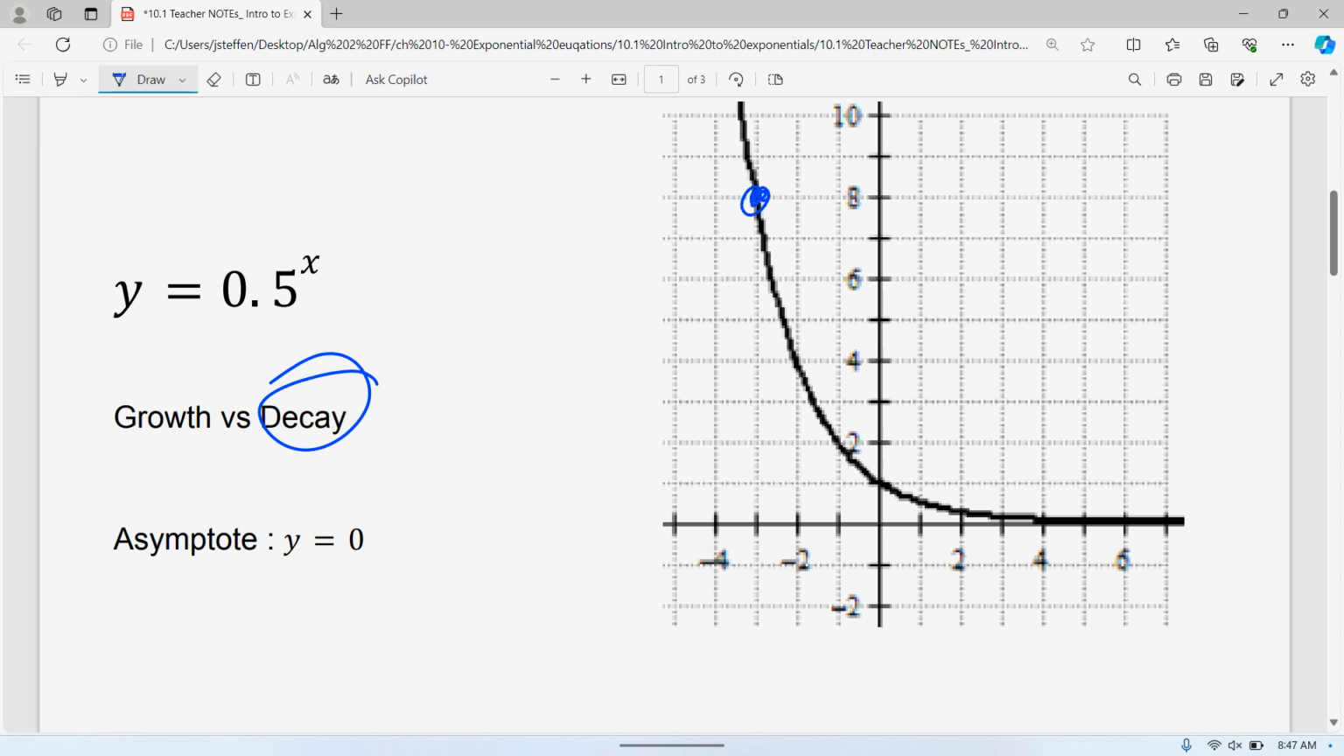If you cut this one in half, it's 4. Cut it in half, it's 2. Cut it in half, it's 1, 1/2, 0.25, 0.0... I'm not going to be able to get it from there. But it gets closer and closer to 0, so that's why it's decay. Again, notice your base number is smaller than 1 for this one. If it's smaller than 1, it's a decay problem. And again, your asymptote is the same place, that line that it doesn't actually cross.